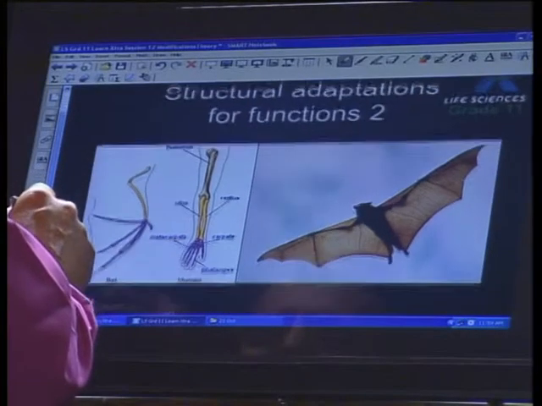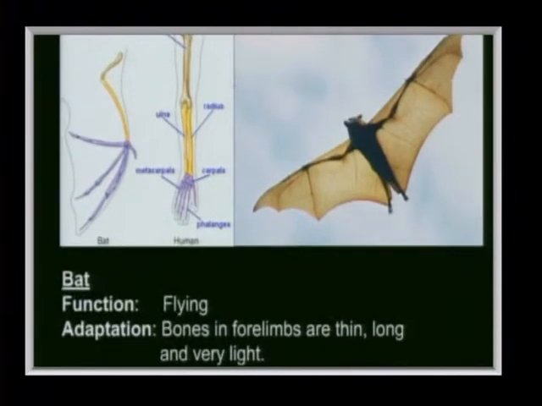Next one we have the bat, and there you can see a bat in flight. So these bones of the bat, you can see here, they are thin. You can see it's much thinner. Look at the human humerus. Look at the bat's one there. Look at these structures here, much thinner. Look at the phalanges. So all of them are thinner. They are also long. Well, first of all, they are thinner.